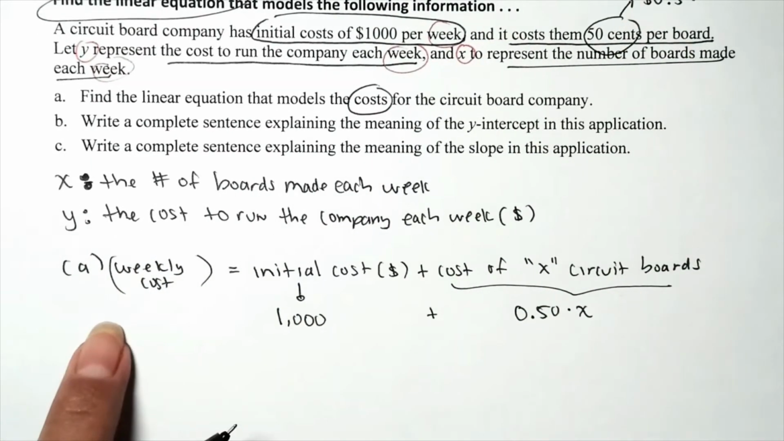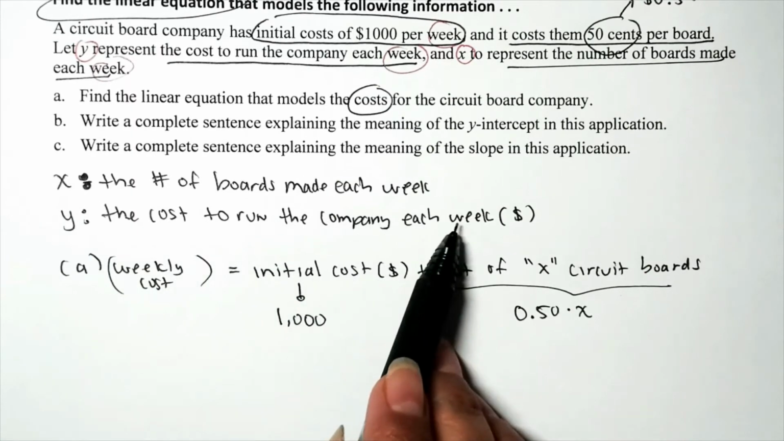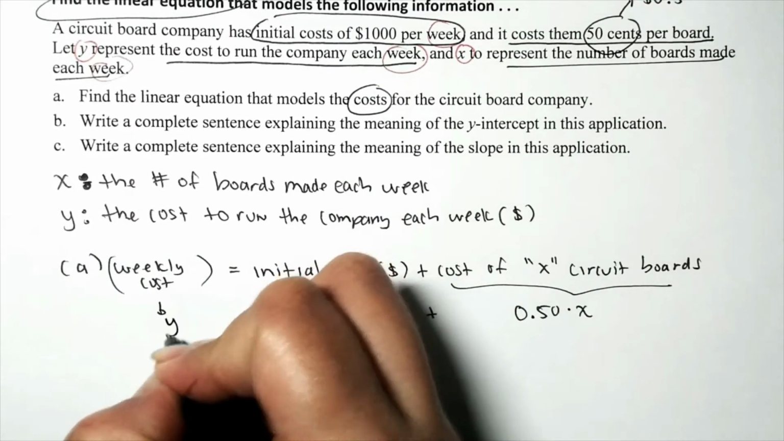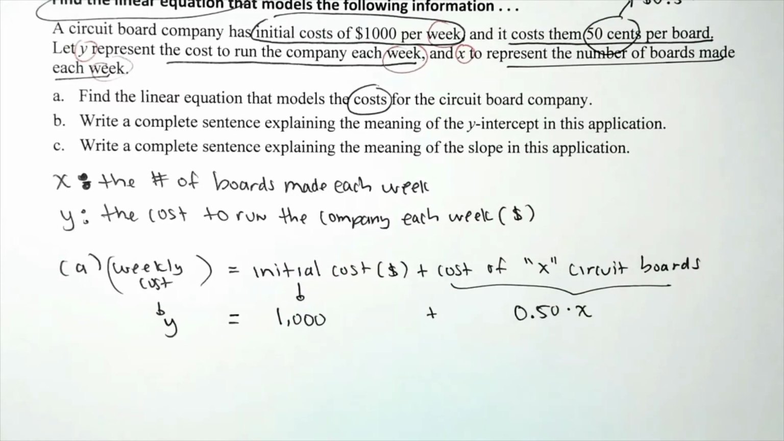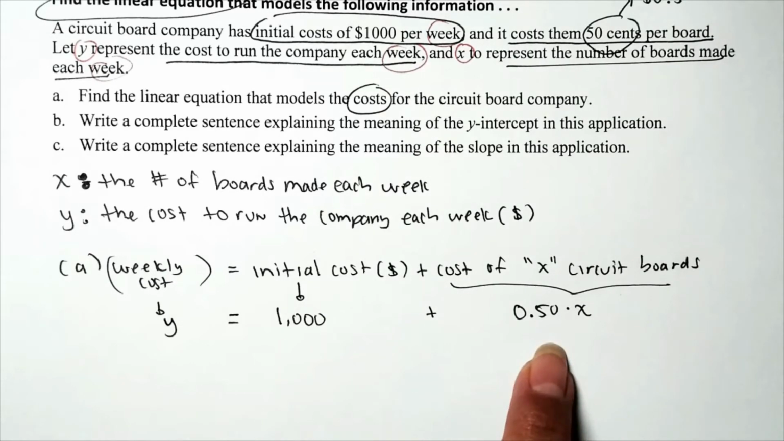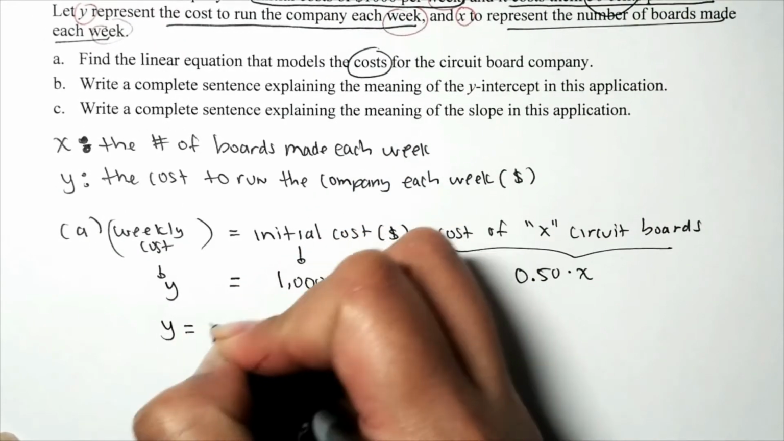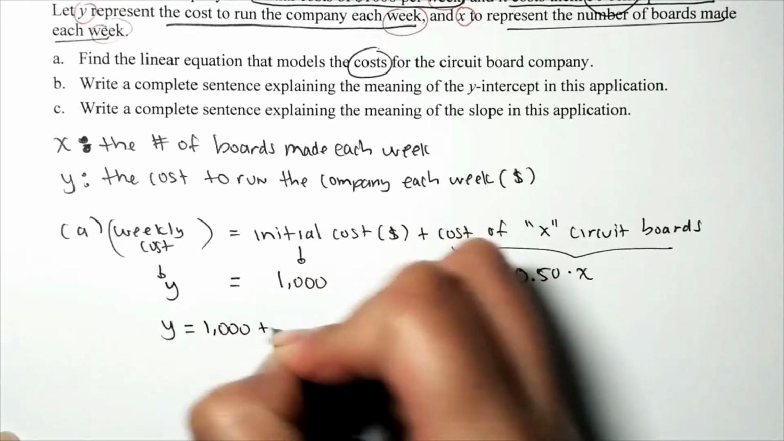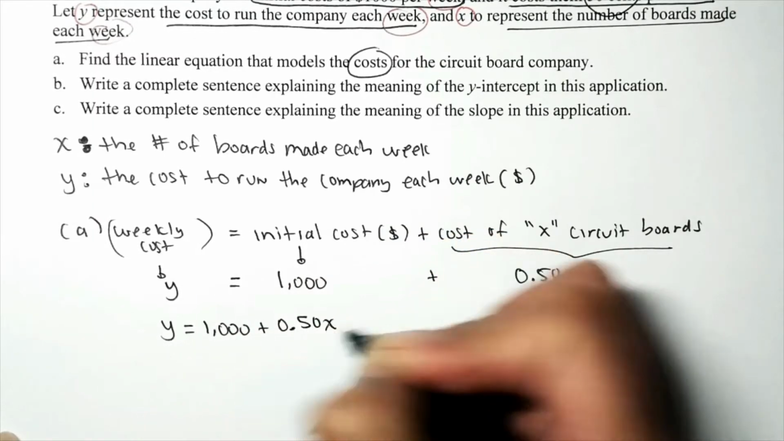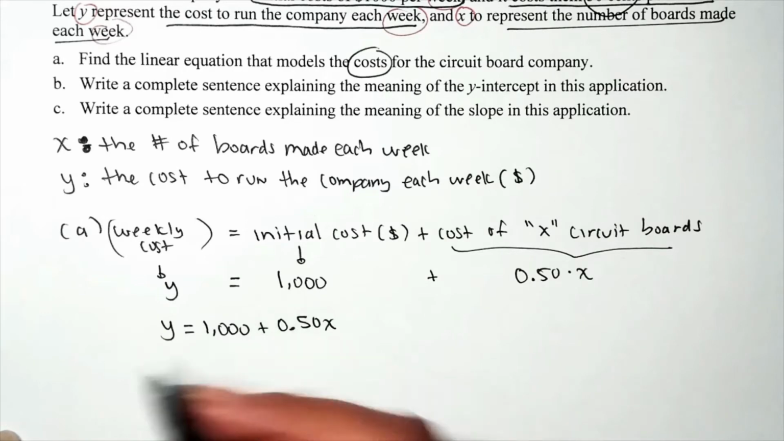So how do we calculate the weekly cost? What does Y represent? The cost to run the company each week. So the weekly cost, namely Y, we calculate by taking the initial cost of $1,000 and then adding to it the cost of making X circuit boards. This is too spaced out for me, so let me write it closer together. We have 1,000 plus 0.50x. If you want to omit the 0 at the far right, that's fine. If you want to omit the 0 for the whole number part, that's fine.